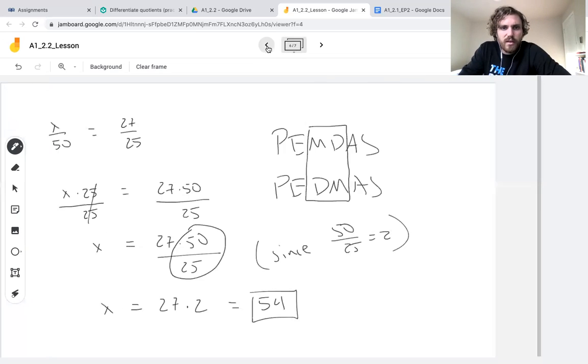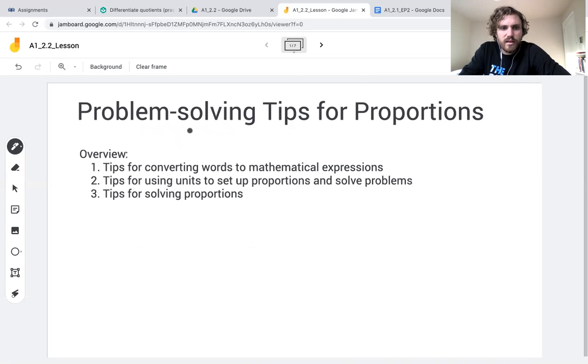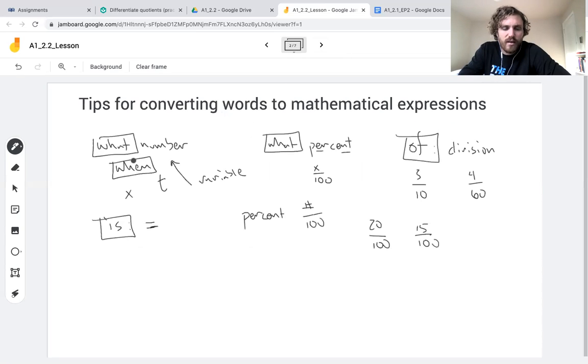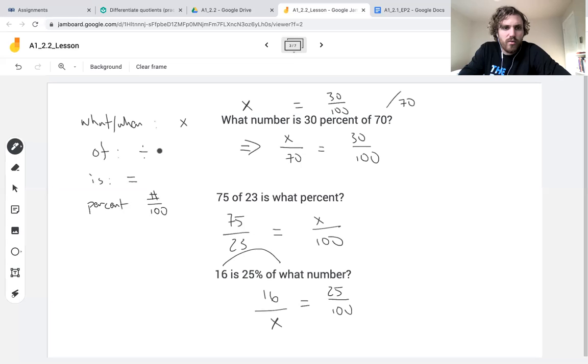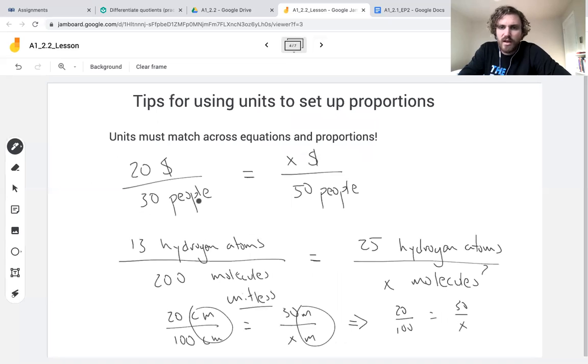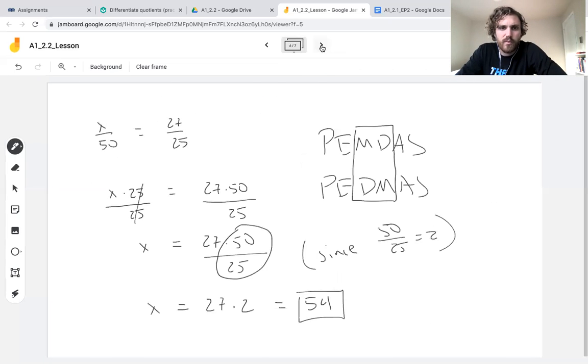Going back to the very beginning, hopefully that helped you think a little bit about converting words to mathematical expressions, in which we talked about what and when, helping you find a variable, of meaning multiplication, is meaning equal to, and percent being some number over 100. We also talked about units and how they have to match across an equation, so each side of the equation has to have the same units. And then we talked about some tips for solving proportions.